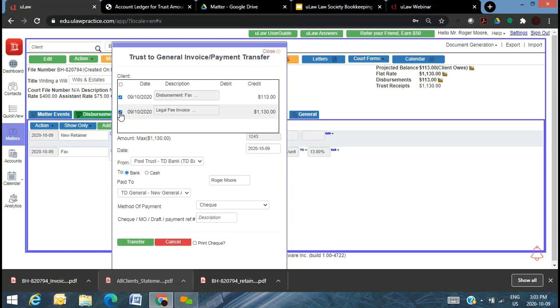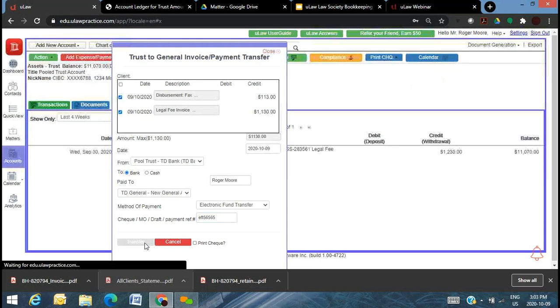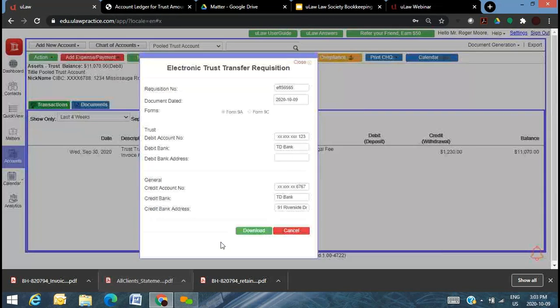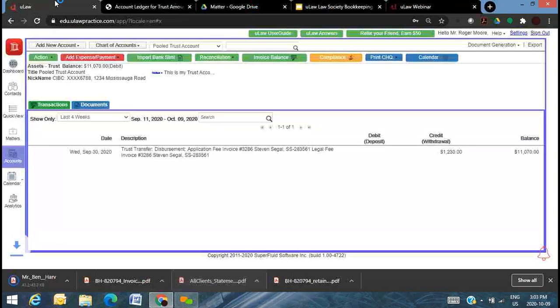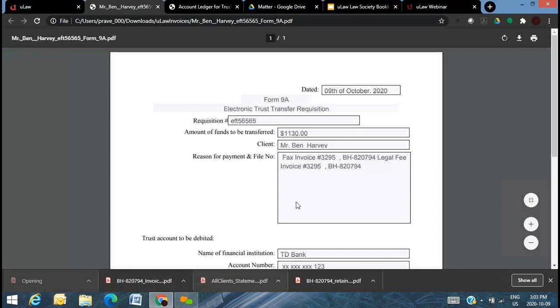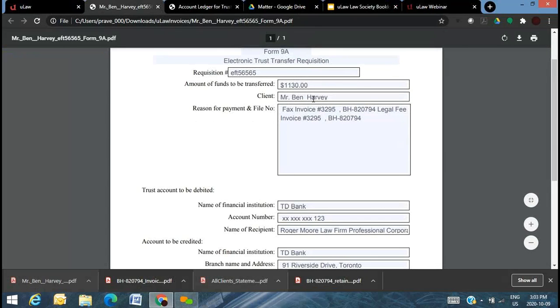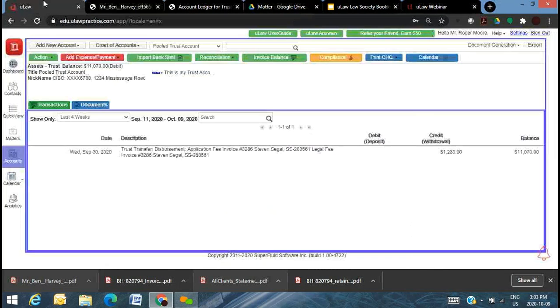Now, this is a financial transaction that you're confirming within your system that is happening. So you write down a piece of paper, Excel sheet, accounting system. And if you do this electronically, you have now the Form 9A to download, which gives you the transaction ID, the trust and general accounts that were dealt with. So this is a typical Form 9A, which has all of the information, the amount, the client, the reason, tells you the fax invoice, legal fee, invoice number, etc.